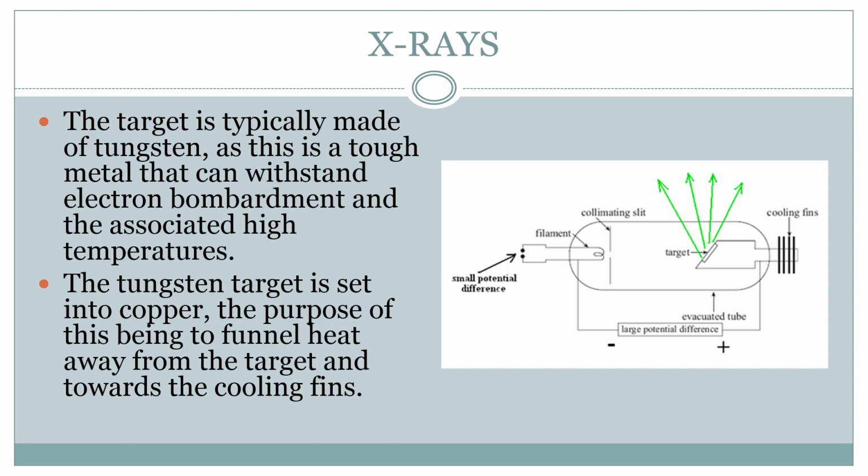And you can see lastly, by looking at that target, that usually it's slanted at an angle. So the idea there is when the electrons collide with the metal target and produce X-rays, those X-rays will go off out of the tube at 90 degrees to the direction of the electron beam. So in this diagram here, I have indicated the direction in which X-rays are emitted by those green arrows.